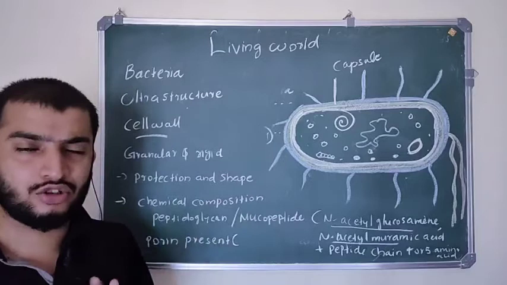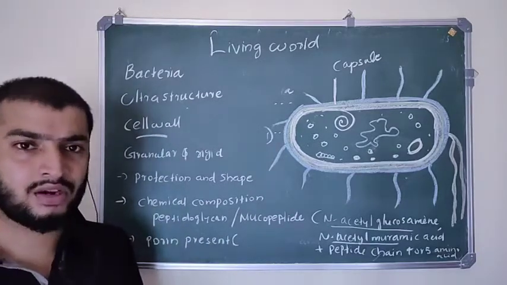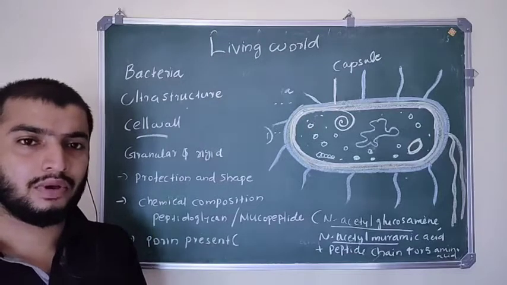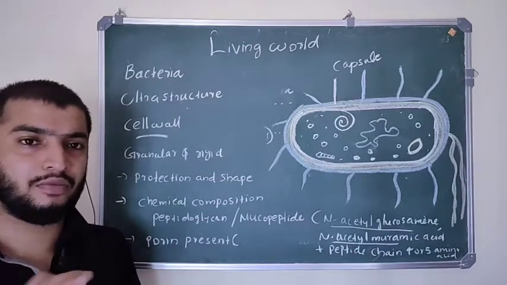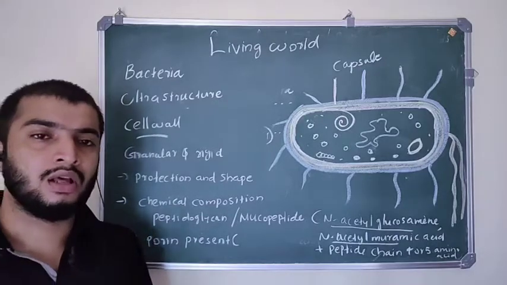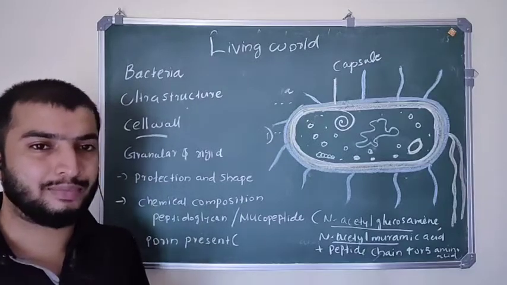So what is it actually? Peptidoglycan means it contains a polysaccharide part and also a peptide part. Glycan is related to saccharides, polysaccharides, and peptide is related to peptides. So it is actually peptidoglycan, or it is also called mucopeptide.